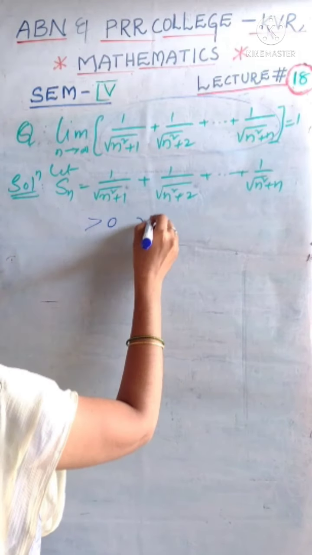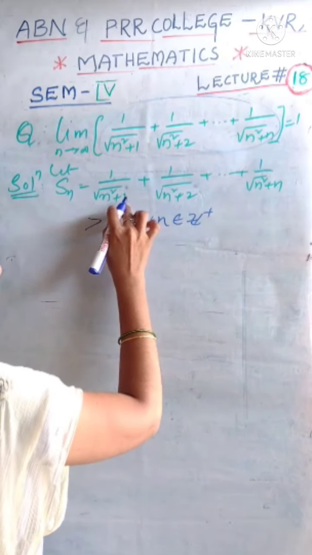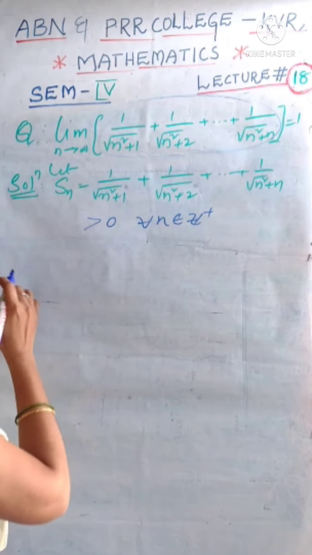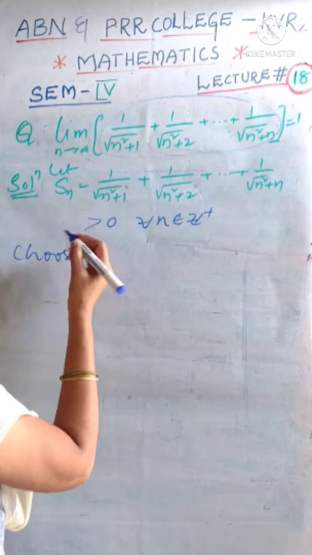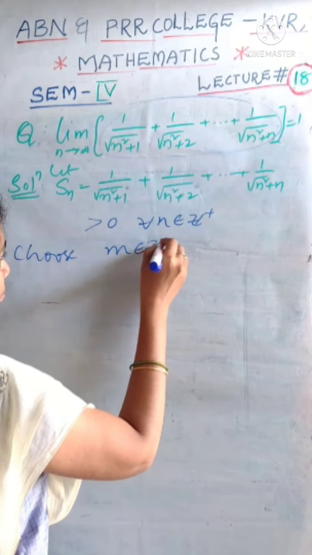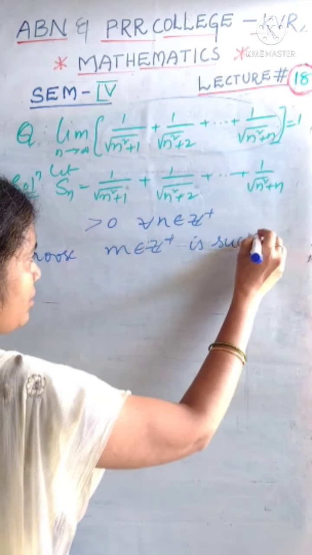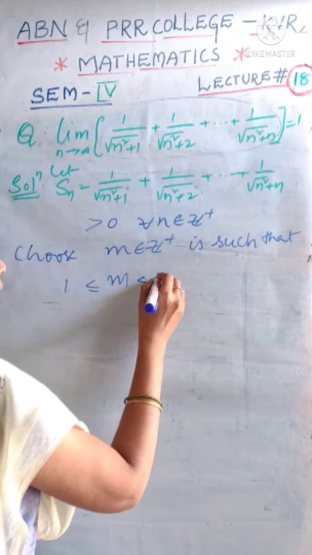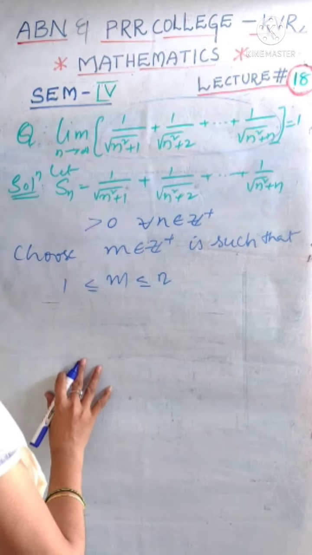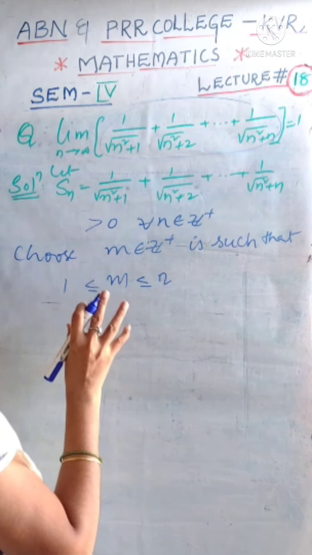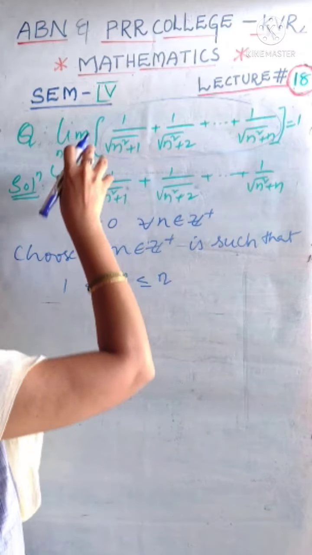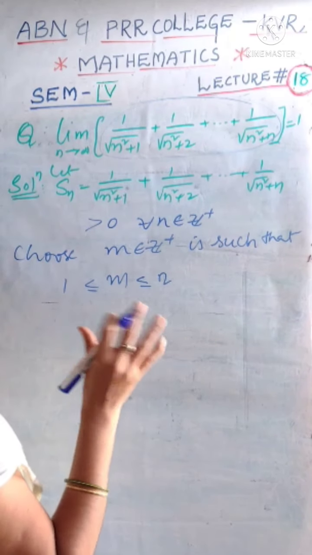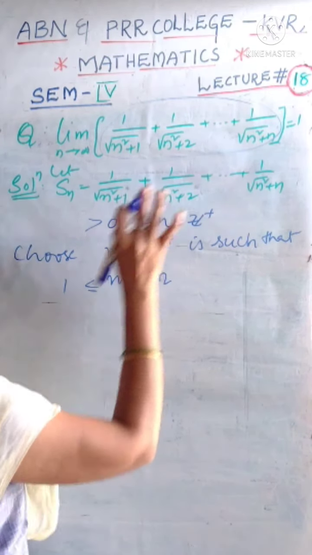This is obviously positive for every n, because n being positive, every term is positive, so overall Sn is positive. Now, let us consider a positive integer m such that it is in between 1 and n. Now, let us make the inequality so that after adding n inequalities, we get the middle term as Sn. We have to arrange this by adding and subtracting some values to obtain Sn in the middle.